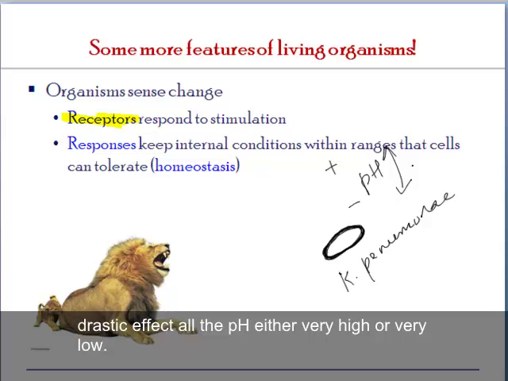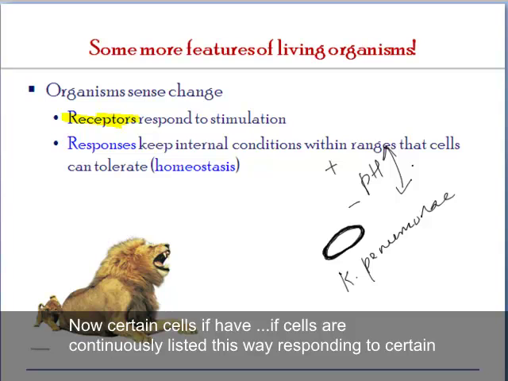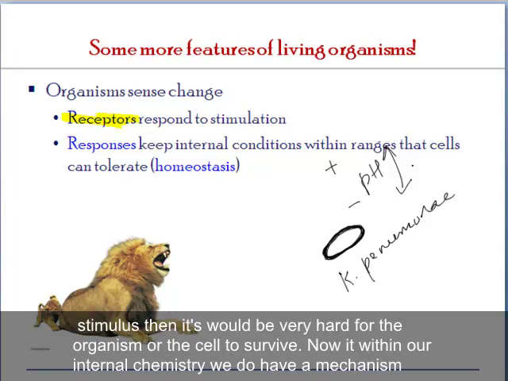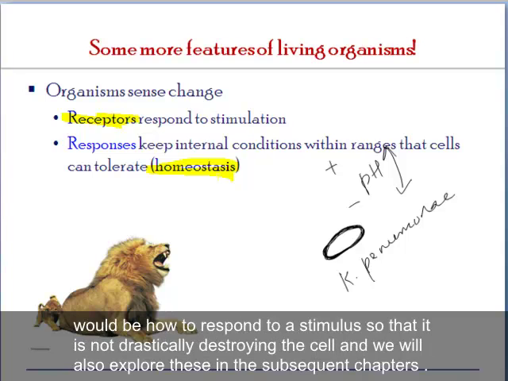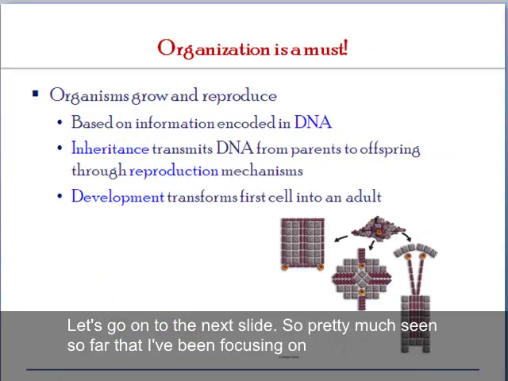Now if cells are continuously responding to certain stimulus, then it will be very hard for a cell to survive. Now, within our internal chemistry, we do have a mechanism which is called homeostasis, which means that we respond to certain conditions through a range. So homeostasis would be how to respond to a stimulus so that it does not drastically destroy the cell. And we will also explore these in the subsequent chapters. Okay, let's go on to the next slide.